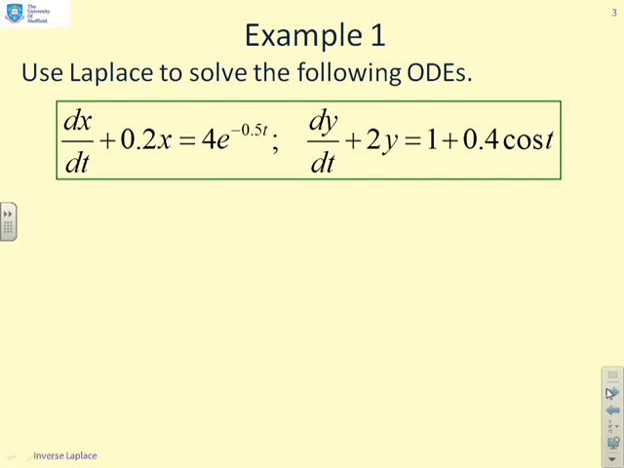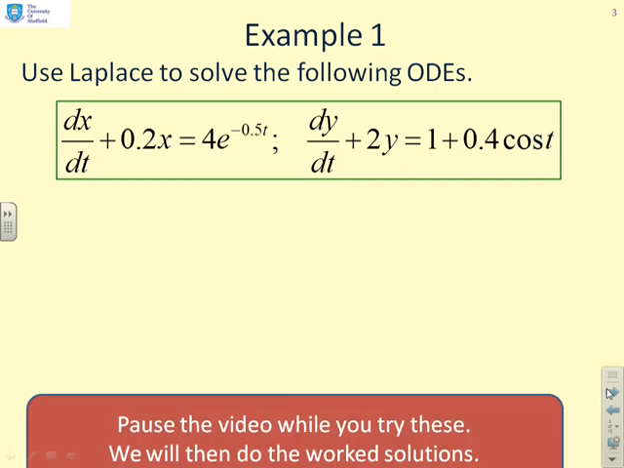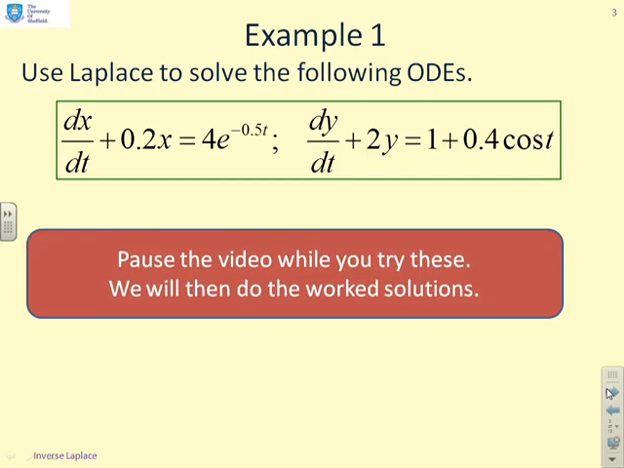First two examples then. You'll notice we've got two ODEs here. dx/dt plus 0.2x equals 4e to the minus 0.5t, and dy/dt plus 2y equals 1 plus 0.4 cos t. Now, what we want you to do is pause the video now and try these by yourself. Only once you've had a good attempt at these should you press continue and look at the solutions that we're going to give. I'm going to continue now.